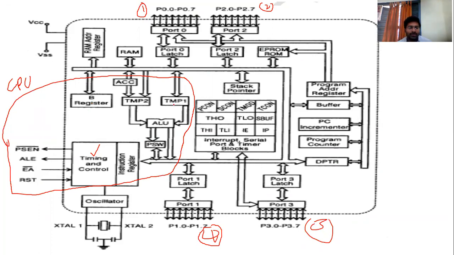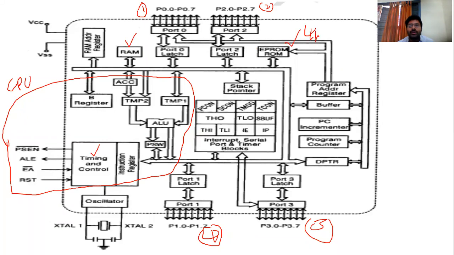Then the temporary registers. You know temporary register 1 and temporary register 2. Then the ALU. You know what the ALU is: the arithmetic and logical unit. That arithmetic and logical unit is connected to the program status word, which you can simply remember as the flag register. What are the flags? Carry flag, auxiliary carry flag, overflow flag, interrupt flag, and so on. These are the RAM and ROM memories.